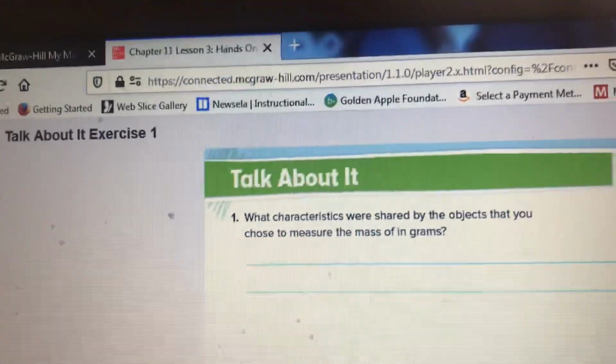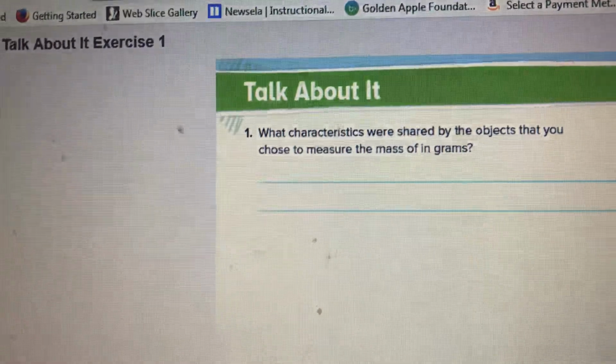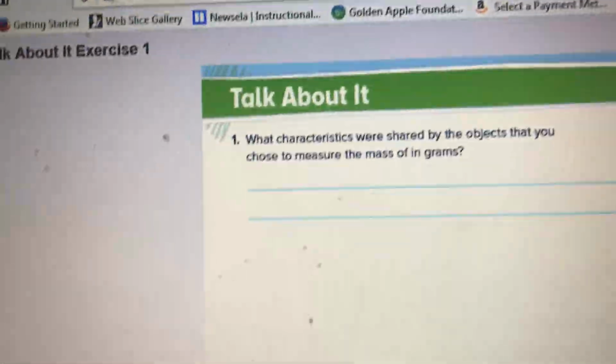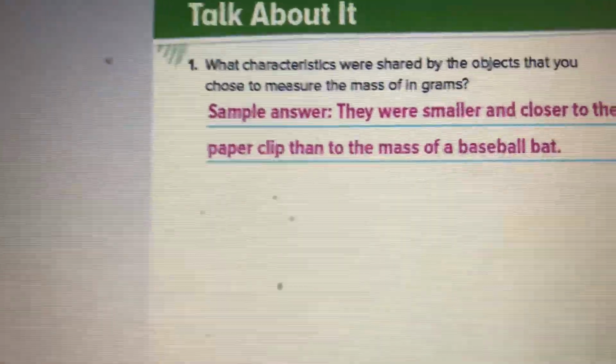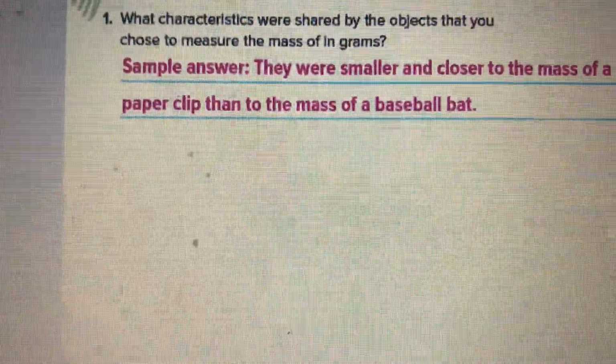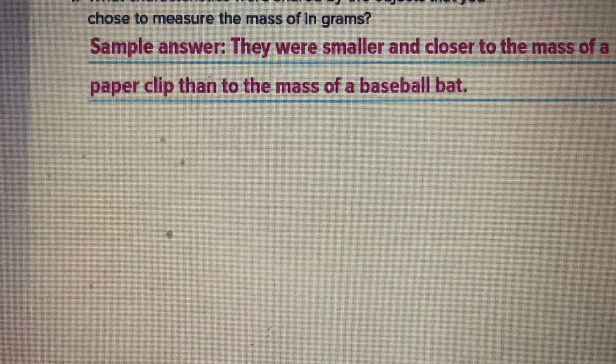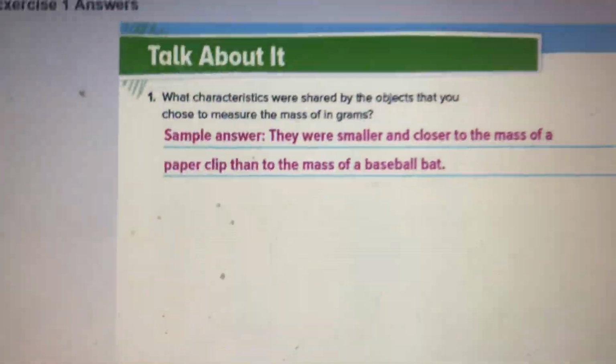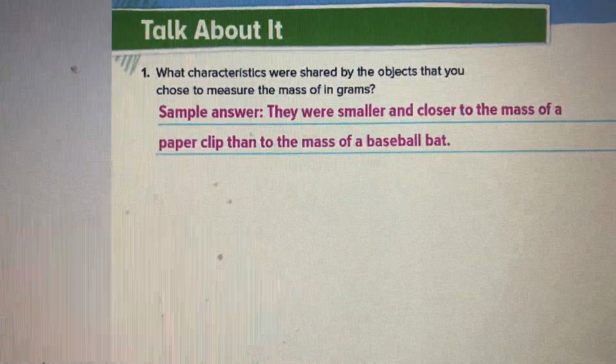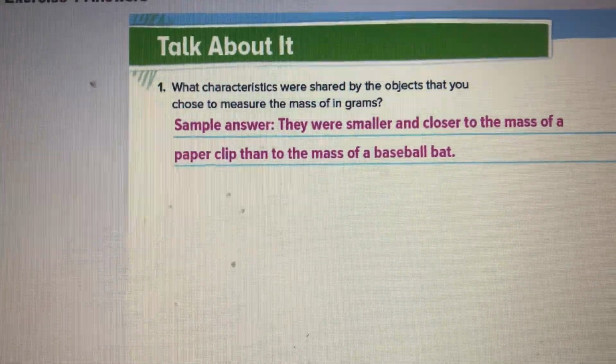Okay, what characteristics were shared by the objects that you chose to measure the mass of in grams? Well, you're probably going to find that there are smaller items closer to the mass of a paper clip than the mass of a baseball bat. When we're measuring small items, we're going to measure them in grams, not kilograms. Give you a second to write that down.